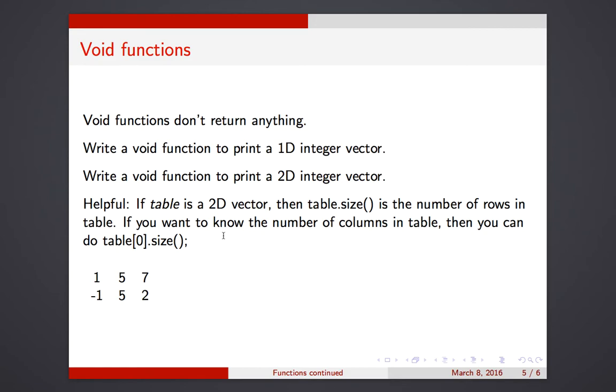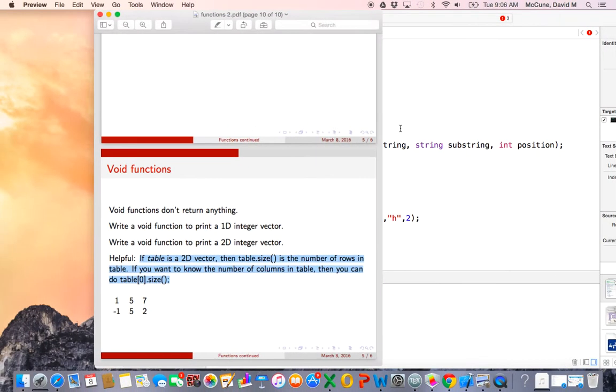If you also want to know the number of columns, you can do a command like this, table bracket 0 .size. The reason that works is because table bracket 0 just means the list at position 0, which means row 0. So when you calculate the number of entries in the first row, you are simply picking off the number of columns. So there are 3 entries in the first row and also 3 columns. This will be helpful when I write this second void function here.